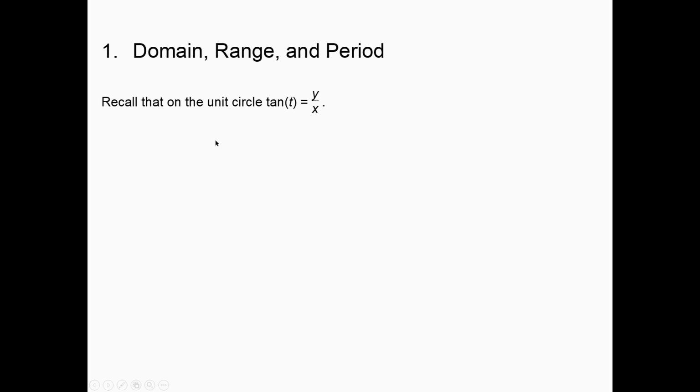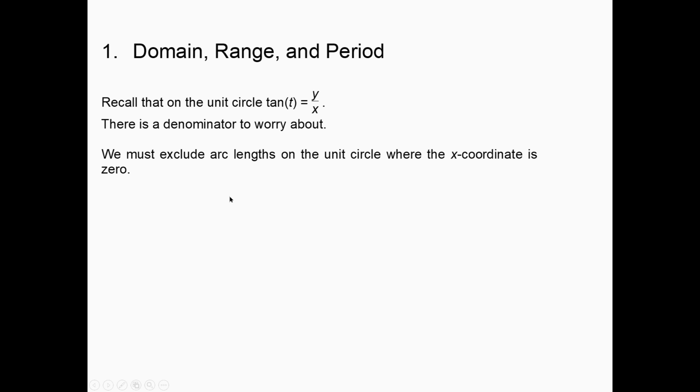Graph of the tangent function. Domain, range, and period. Remember, the tangent of t is y over x. I have a denominator to worry about. So we have to worry about, on the unit circle, when is x 0? So we have to exclude the arc lengths where x is 0. Remember, that's going to be up at pi over 2 and negative 3 pi over 2.